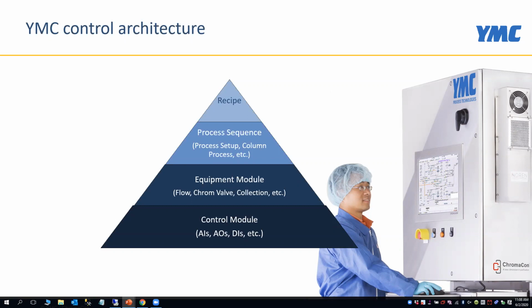Recipes are stored in the SQL database of the computer, of the HMI computer. They are created and authorized by the end user with appropriate access level. Depending on the system, they can be configured to control or execute any portion of the entire process. And the examples of that would be system preparation, specific product processing, system cleaning, steam in place, etc.